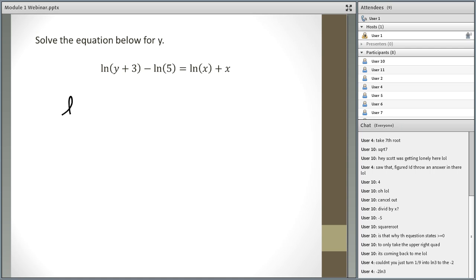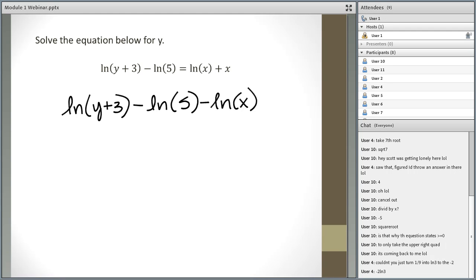So we'd have natural log y plus 3. And I do want to mention we can't actually break apart natural log of y plus 3 because remember the only way we can break it apart is if what's in those parentheses is being multiplied or divided. So natural log of y plus 3 we can't break into the natural log of y plus the natural log of 3. It doesn't work. So then I have minus natural log of 5 and then minus the natural log of x. So I just subtracted that over and I left the x over on the right side. And that's because it doesn't have a natural log. So if I move it over to the left, I can't use log rules because it doesn't have a log.